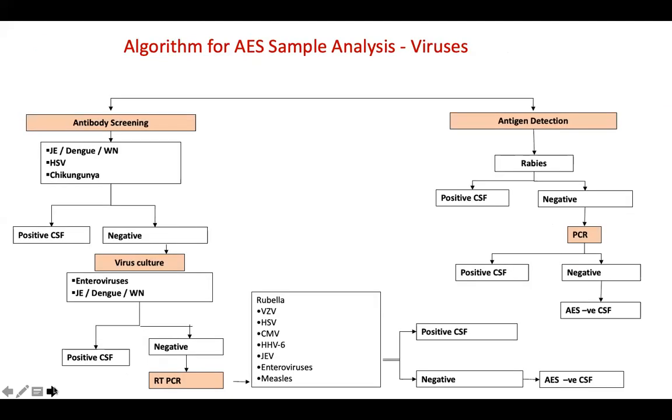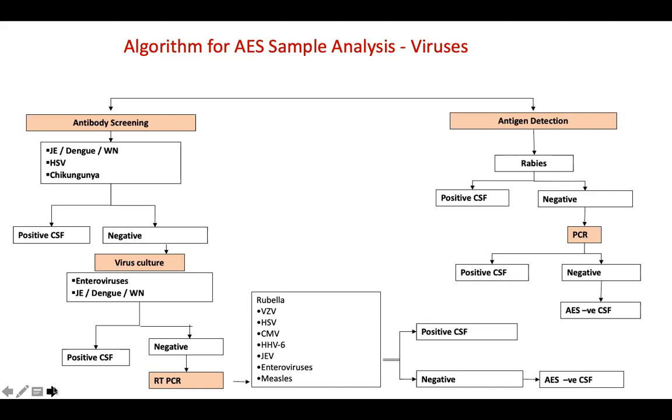Now, next, we are looking at an algorithm of acute encephalitic syndrome sample analysis for viruses. There is antibody screening and antigen detection. Antigen detection is done for rabies in the form of immunofluorescent test on corneal smears. And antibody screening is done by IgM capture ELISAs, which I had described, for JE, dengue, West Nile, HSV, chikungunya, and a whole lot of them.